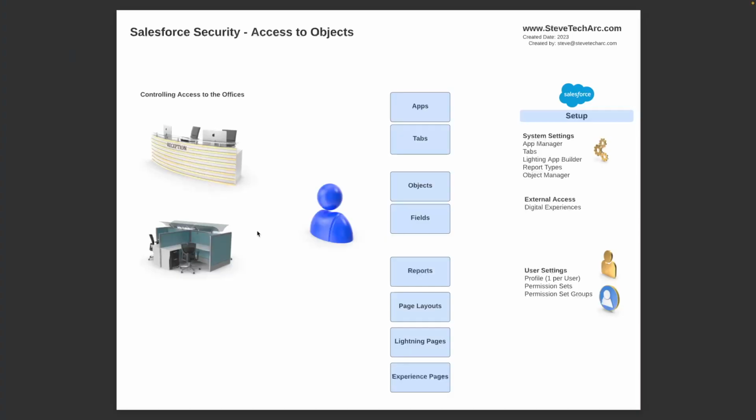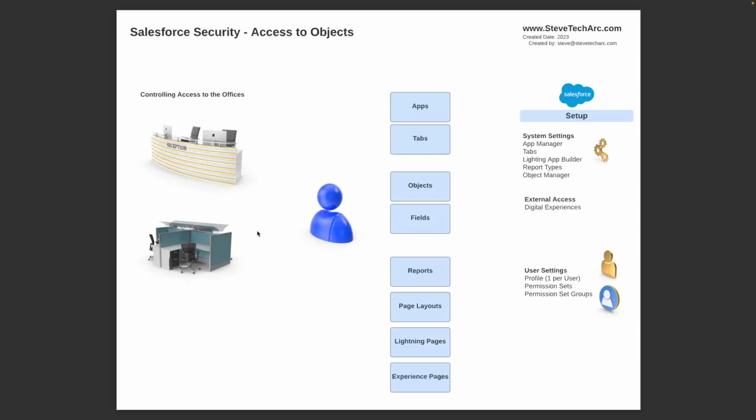So I like to think that profiles and permission sets are the analogy of getting into the building that is Salesforce, which is authentication and authorization. And then key elements to profiles and permission sets control access to the offices inside of it. Those would, in my analogy, be the apps and the tabs and the objects and the fields and additional elements. So we're going to be focusing today on profiles, which should be one per user, and the minimal amount of permissions stored on that profile.